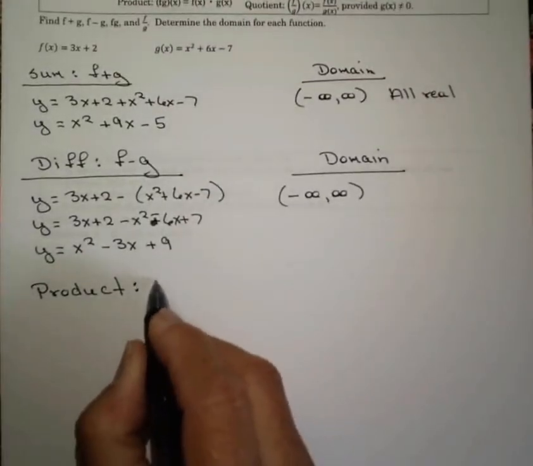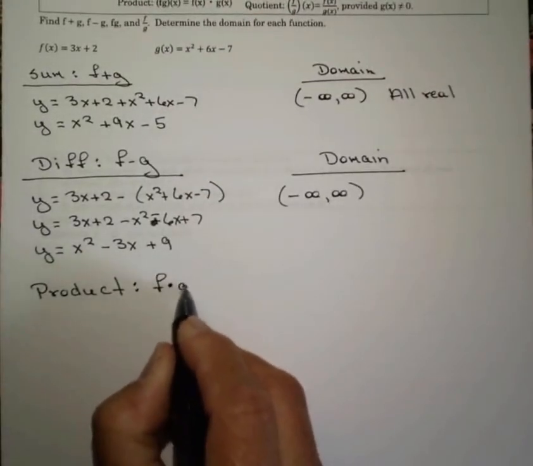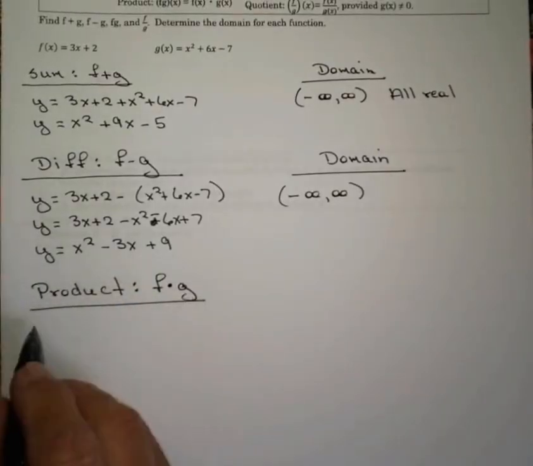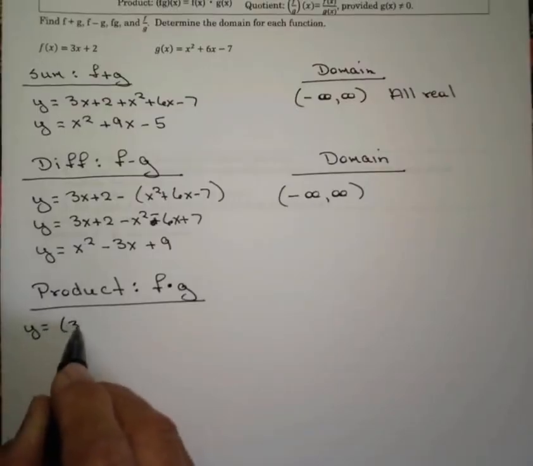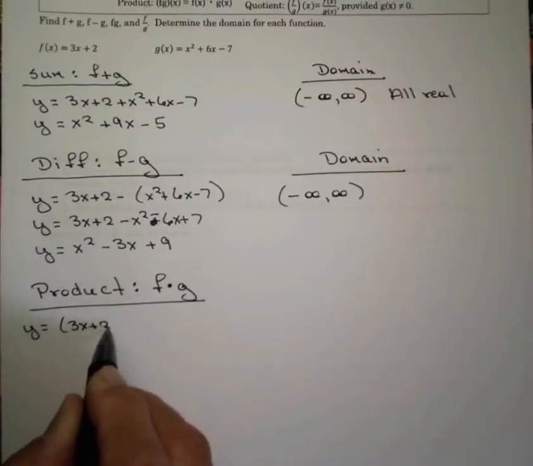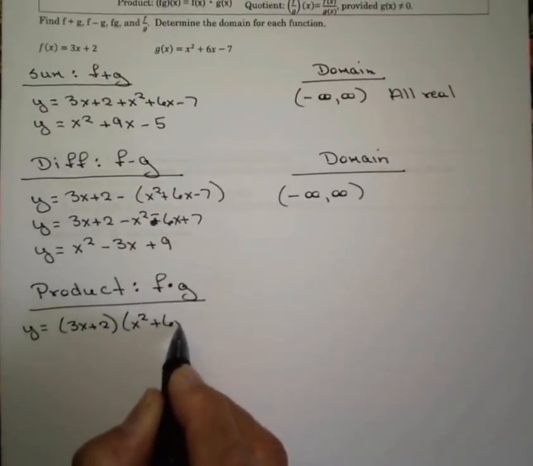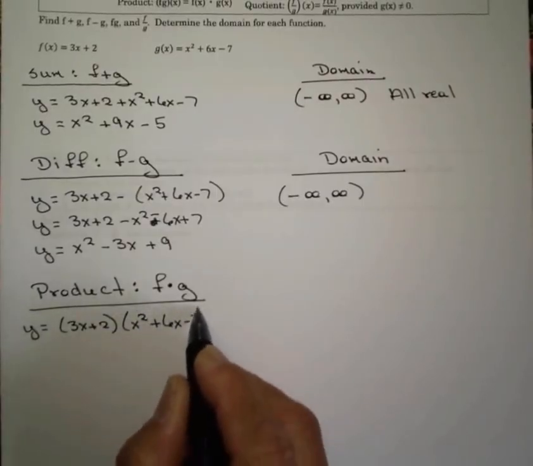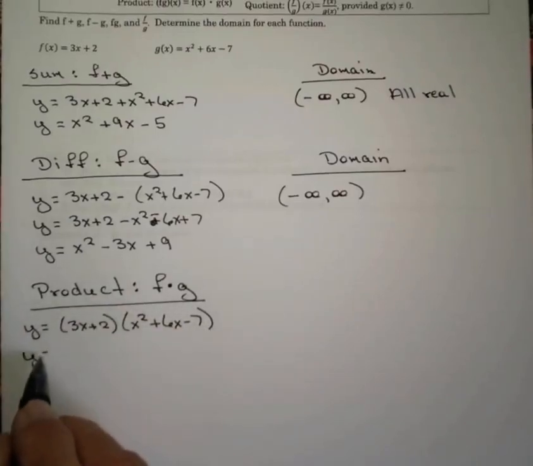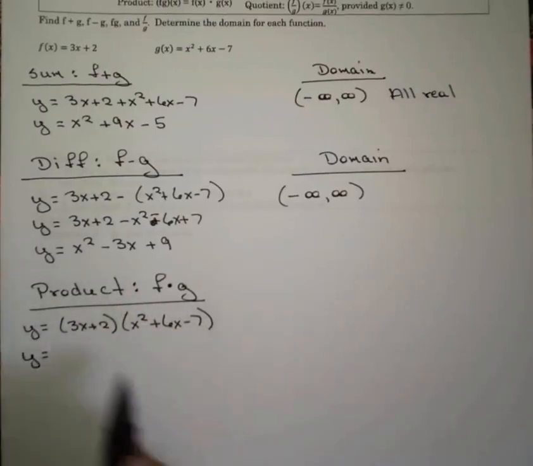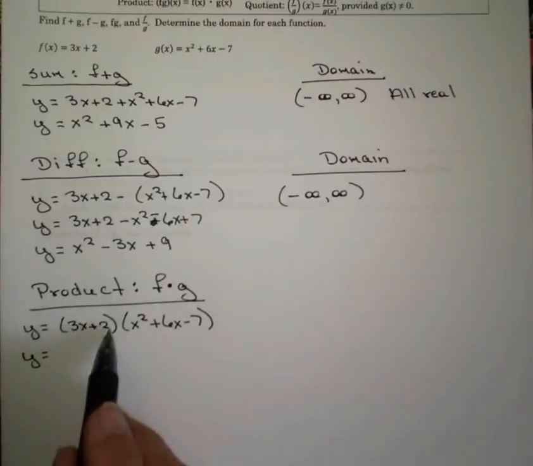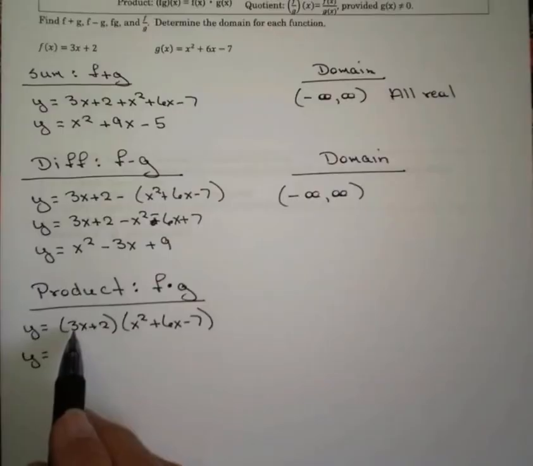So this product is going to be, of course, f times g. So what I want to say is this new function is going to be 3x plus 2 times x squared plus 6x minus 7. That means I have to multiply this quite a few times, right? I'm going to have to do 2 times 3. I'm going to have to do 6 multiplications and combine the terms.